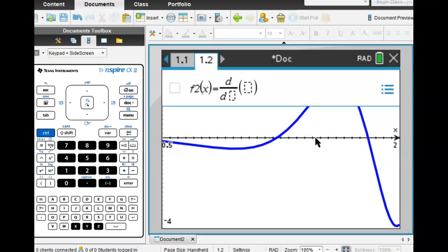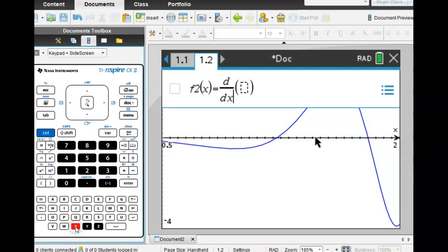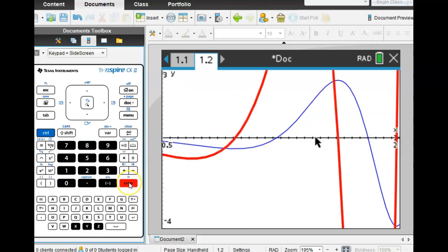So I'm going to find the derivative. I know it says t's, but we have to use x. So x. And then what am I taking the derivative of? f1. And I can just type in f1 of x and close my parentheses. Okay? Everybody good with that? Then I'm going to hit enter.